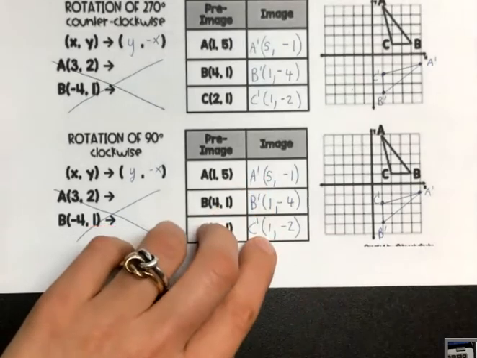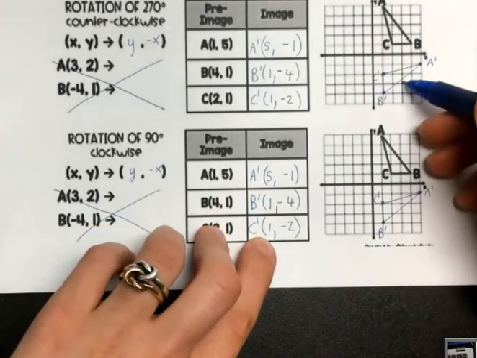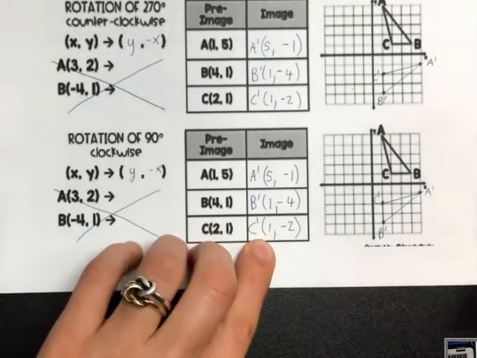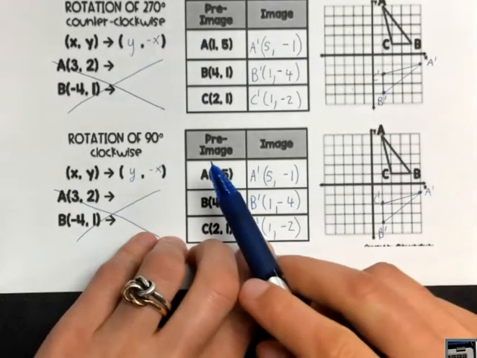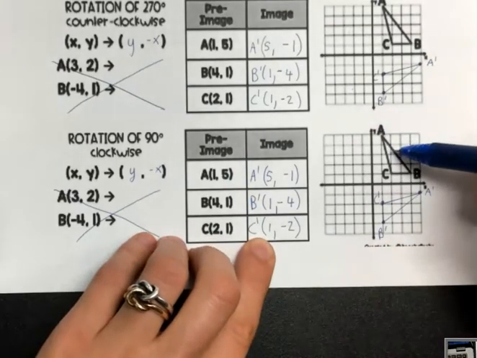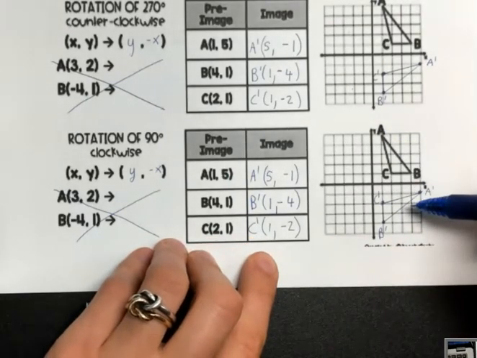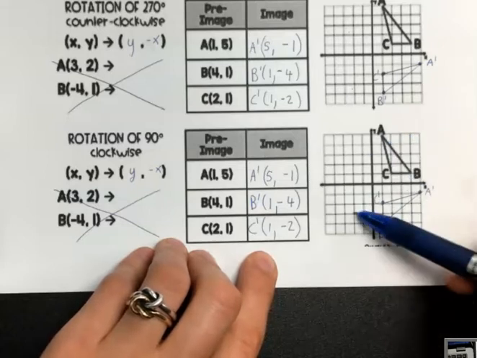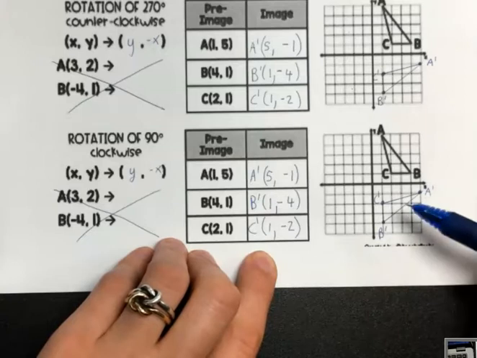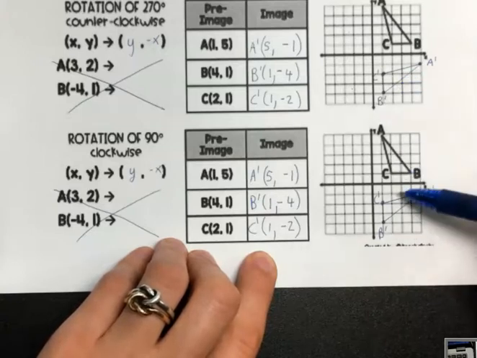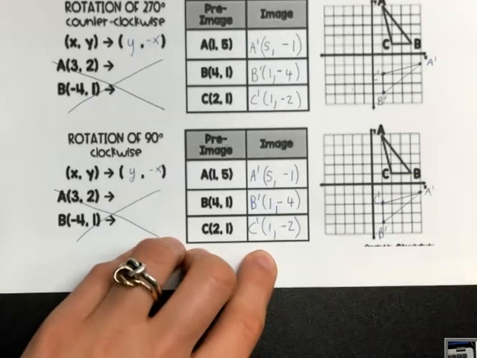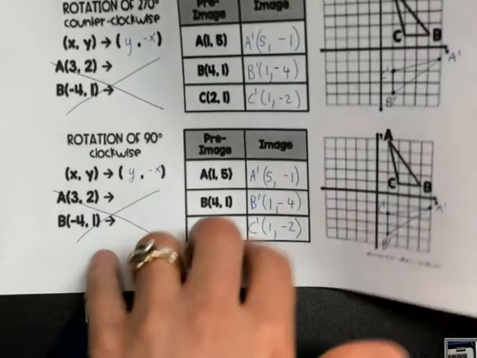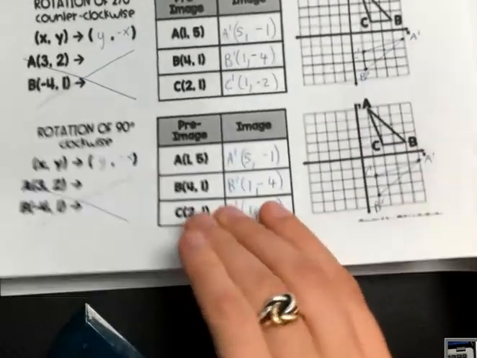Wait a second. This looks the same as this, doesn't it? Well, that's because it is the same. A rotation 90 degrees clockwise is the same as a rotation 270 degrees counterclockwise. They're the same. So it's no surprise that they look the same, because they should be. All right, if you're in regular geometry, you're done. If you're in advanced geometry, we have one more example.